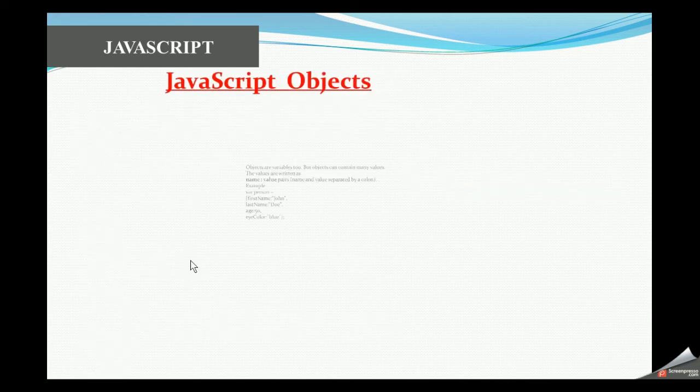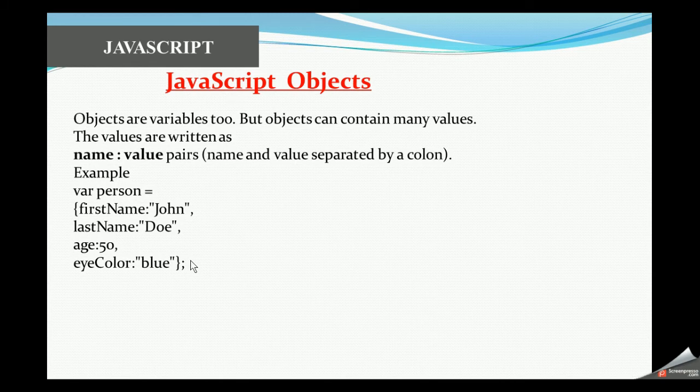Now JavaScript objects. Suppose I want a variable name to contain many different values. JavaScript objects are also variables, but I want to store different values, so we will use objects. Now suppose I am writing a person.